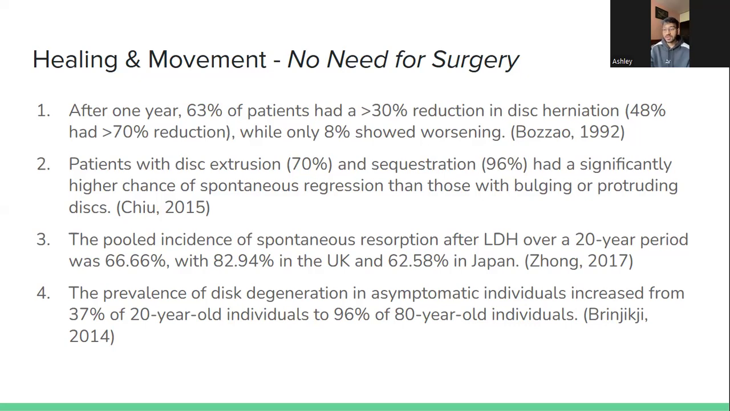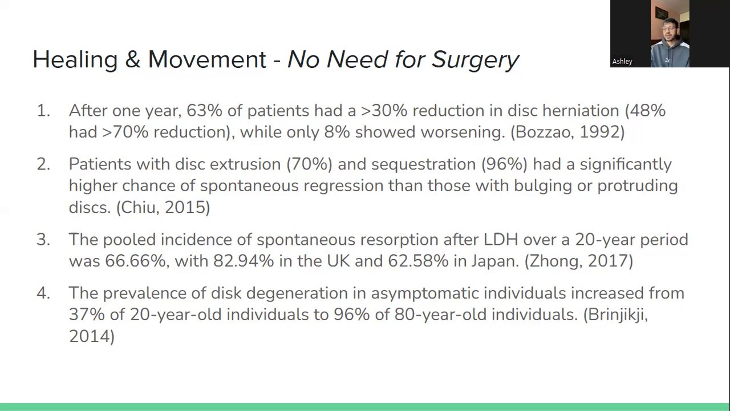The first study shows that after 1 year, they took an MRI, and they found out that 63% of the patients had a 30% reduction in the herniation. 48% of them had more than 70% reduction. And only 8% showed worsening. Meaning the majority of the people saw improvements in their herniation after just 1 year.